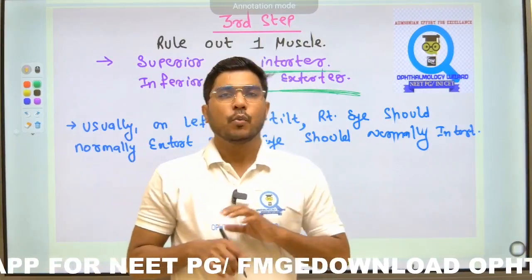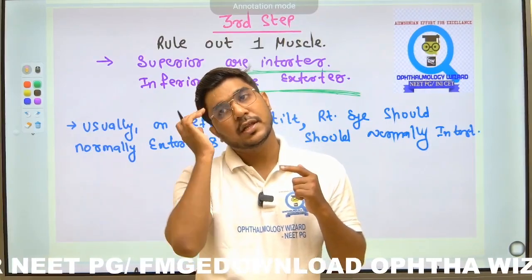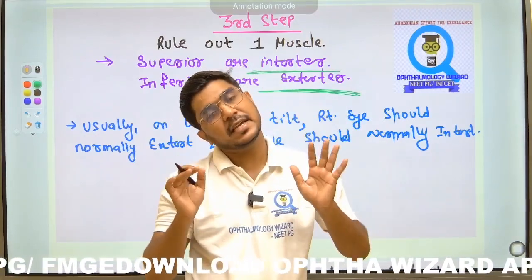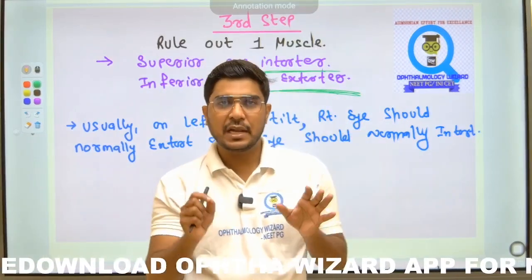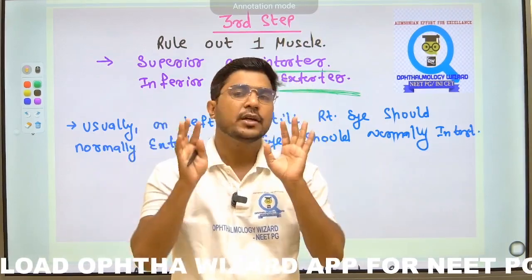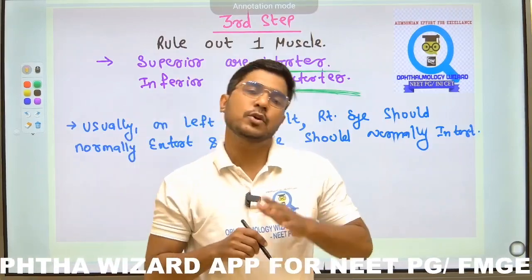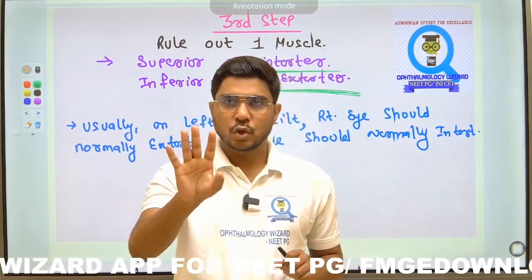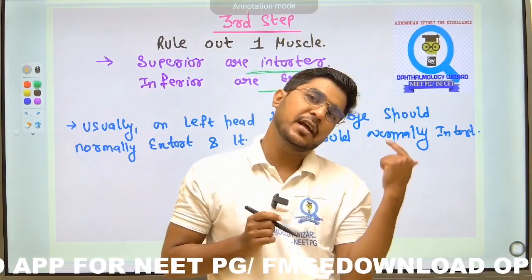Now when I do the right head tilt, the right eye should move towards the nose, and the left eye should move away from the nose. That means on the right head tilt, the right eye should intort and the left eye should extort. Similarly, on the left head tilt, the left eye should intort and the right eye should extort. So rule of thumb: on right tilt, right intort; on left tilt, left intort.